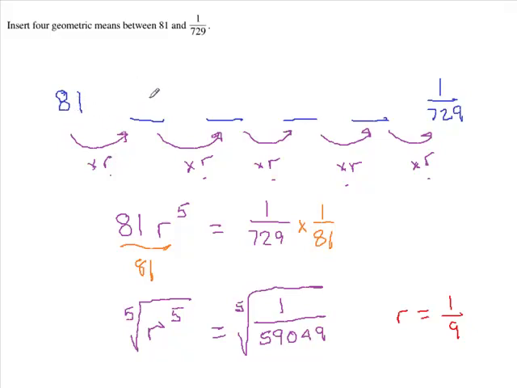81 times 1/9, times 1/9, times 1/9, times 1/9. And if we go times 1/9 again, we do indeed get 1 over 729, so it worked. Those are the 4 geometric means between 81 and 1/729.